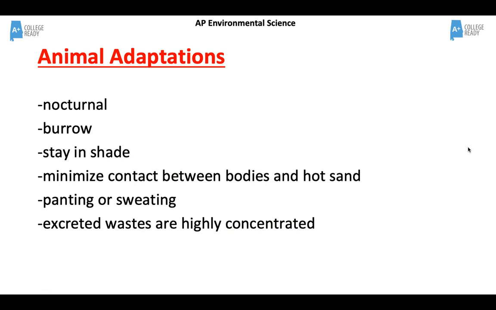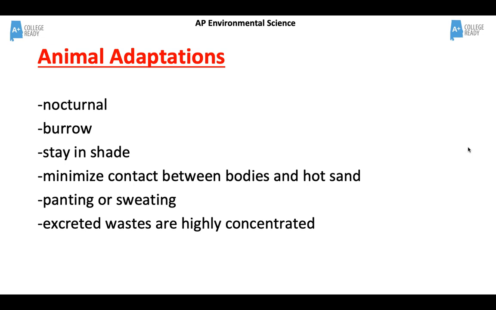Again, the animal adaptations on these are going to be very obvious probably. They're generally nocturnal. So we said that the nights are pretty tolerable. They can even get cold, and the days are incredibly hot. So it makes sense that they would want to come out at night, because they won't burn up and die.